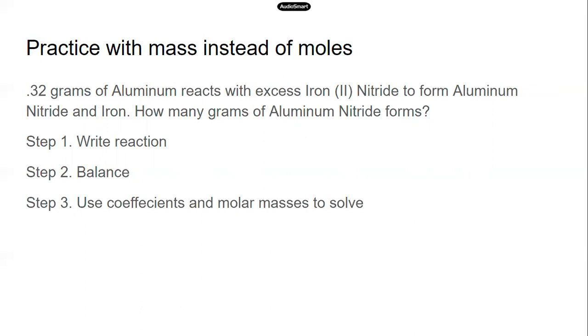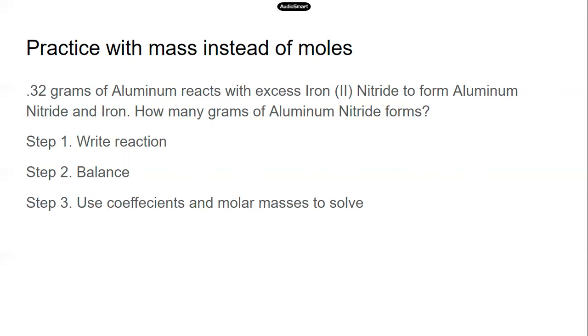Going on, we're not always going to be given the amount of moles. A lot of times we're going to be given how many grams of a certain reactant, and then we're going to be asked how much of a certain product we're going to be making with that. So we're going to practice. It's basically the same principles. The only difference is we're going to start 1 step earlier. Instead of having the moles, we're given the grams, the mass of it, so we can just use our molar mass to figure out how many moles we're going to have.